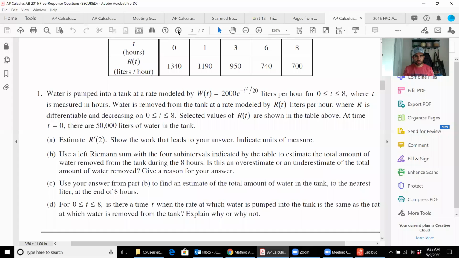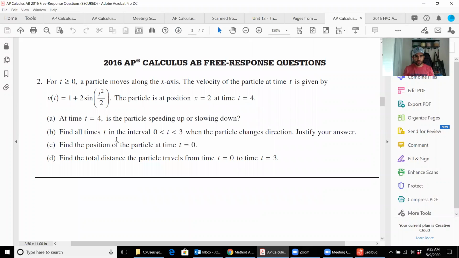You said 2C. Okay, so let's take a look at 2C. 2C is one of those classic questions that I can almost guarantee you will have on there. So we're talking about this part right here: find the position of the particle at time t equals 0, right?